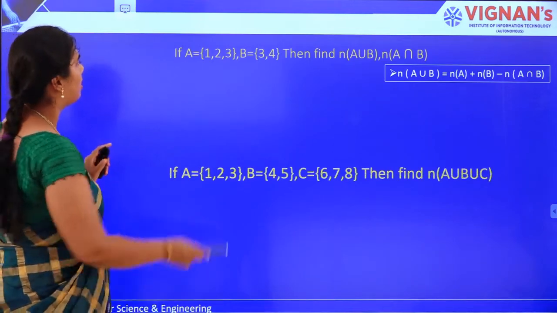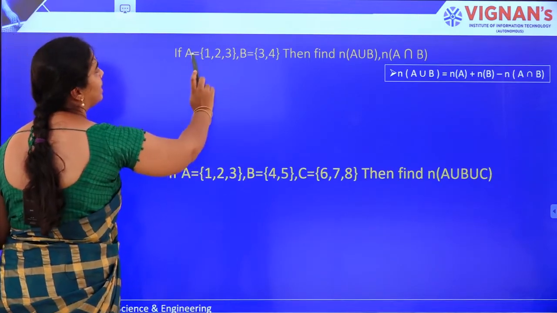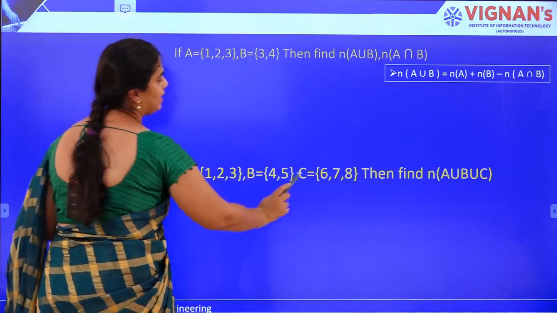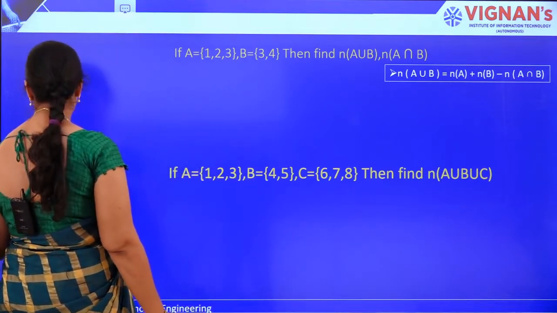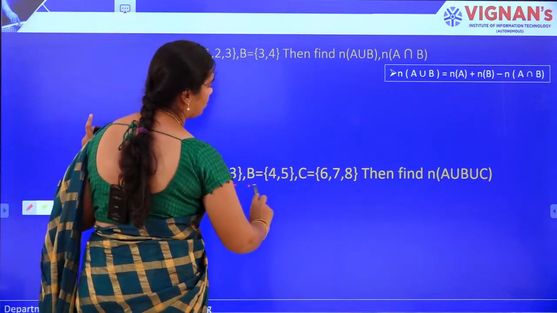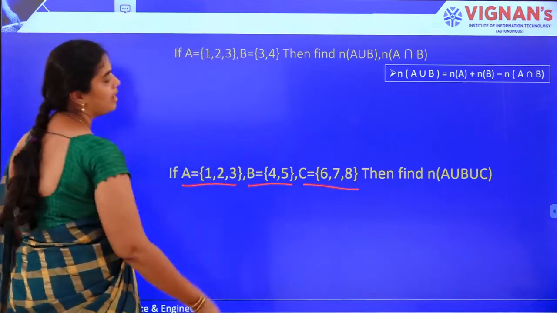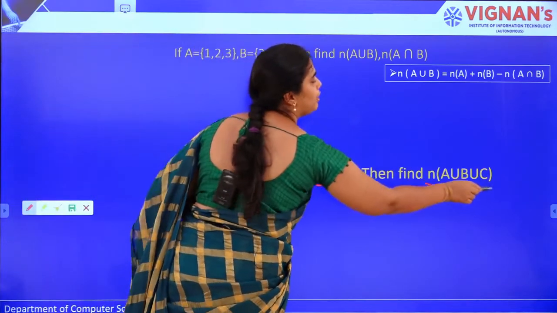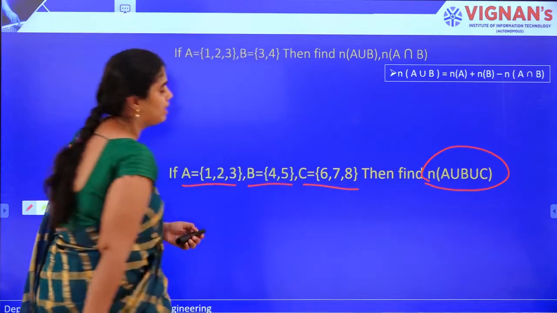So this is the second formula. In this I have given only two sets, A and B. Suppose I am given 3 sets: A equal to {1, 2, 3}, B equal to {4, 5} and C equal to {6, 7, 8}. And I already mentioned what will be the formula for n of A union B union C.